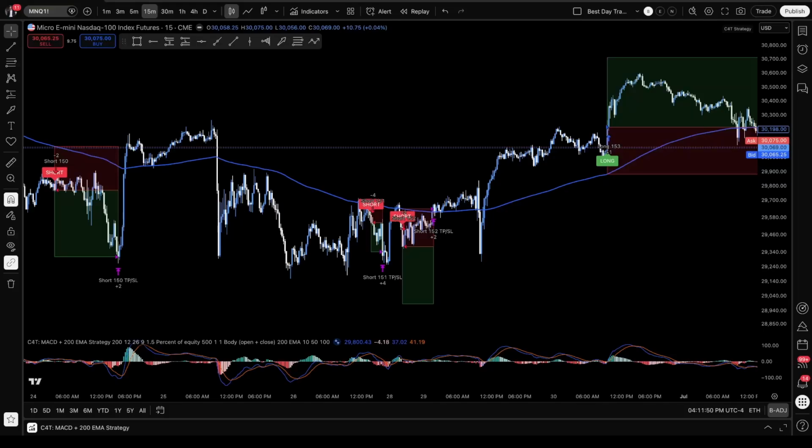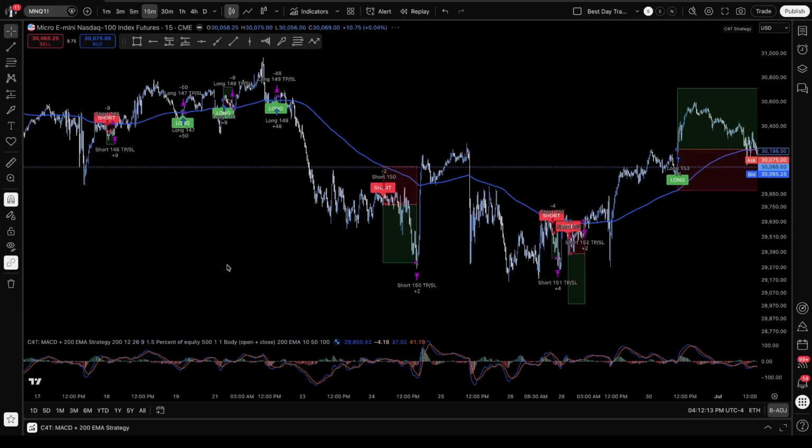If you saw Monday's video of this specific strategy, the MACD plus the 200 EMA, this is the created code for that strategy. On Monday, we did a manual test of 100 trades. Today is the same exact strategy, but actually coded into a strategy for TradingView specifically.